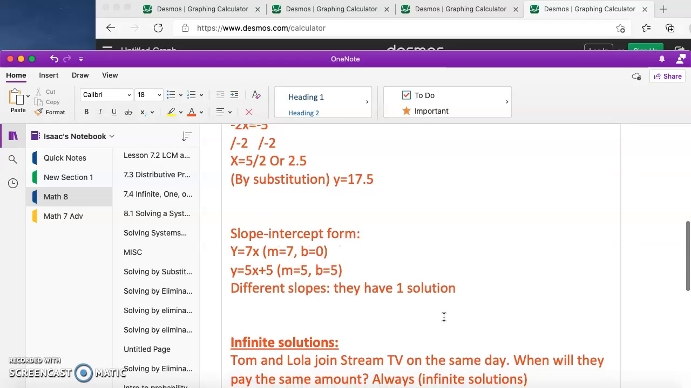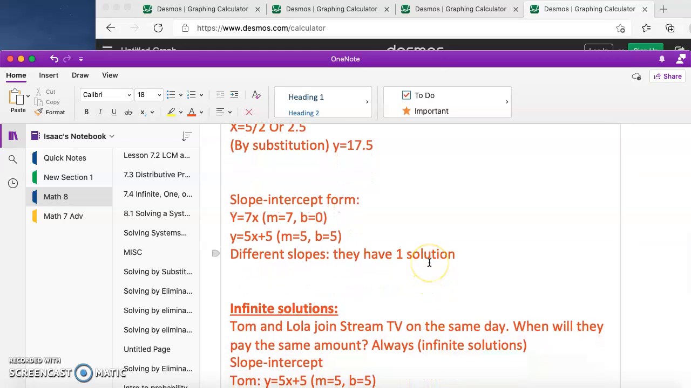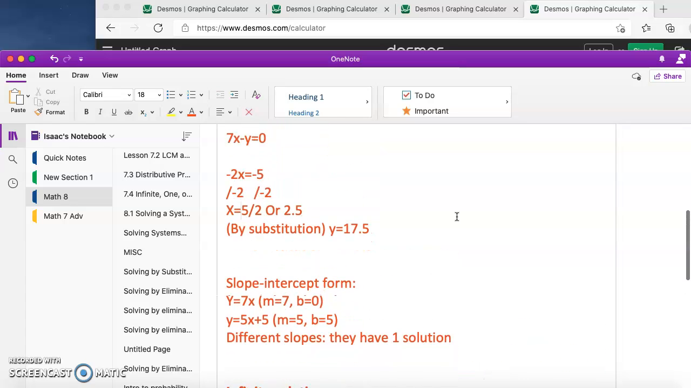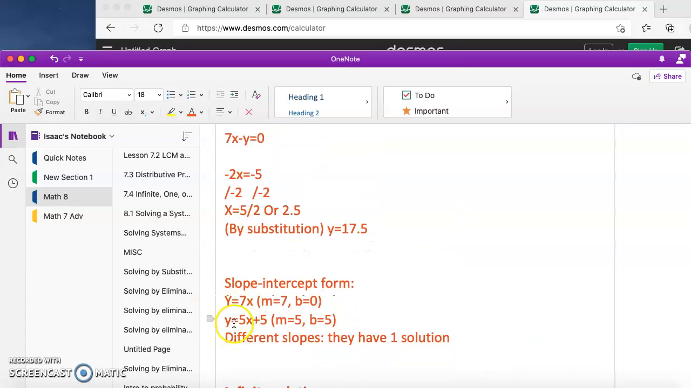Now, by using slope-intercept form, I could say, all right, y equals 7x for binge watch, and y equals 5x plus 5 for stream TV. Okay, they've got different slopes. This m is 7 on one and 5 on the other. I'm done. They have one solution. Now, if I want to find out what the one solution is, then I might have a little more work to do. I could probably use substitution once I had them in slope-intercept form.